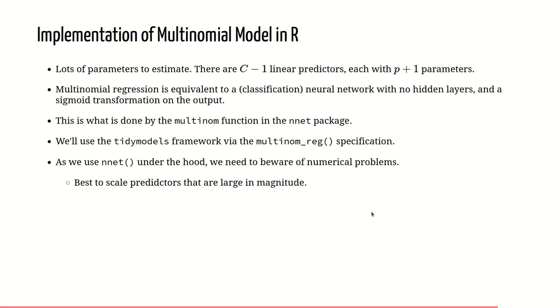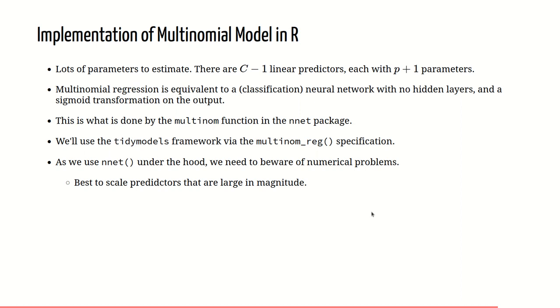And it turns out that multinomial regression is actually equivalent to a classification neural network that doesn't have any hidden layers but has a sigmoid transformation on the output. Right? So you remember in a neural network with hidden nodes, you did a linear combination of the predictors and then you did a sigmoid. And then your outcome node was just a linear prediction of your hidden nodes. Well, you can do the same thing here, except you get rid of that hidden layer and you do your sigmoid function on the output.